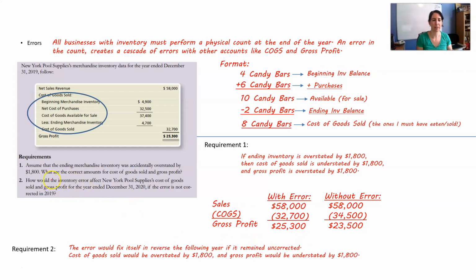All right. Requirement 2 says, what if the error was not caught? What if there was a mistake? Well, if there was an error, asterisk me. If there was an error not caught, it would fix itself the next year. If you were overstated one year, you'd be understated the next year if you counted it accurately.